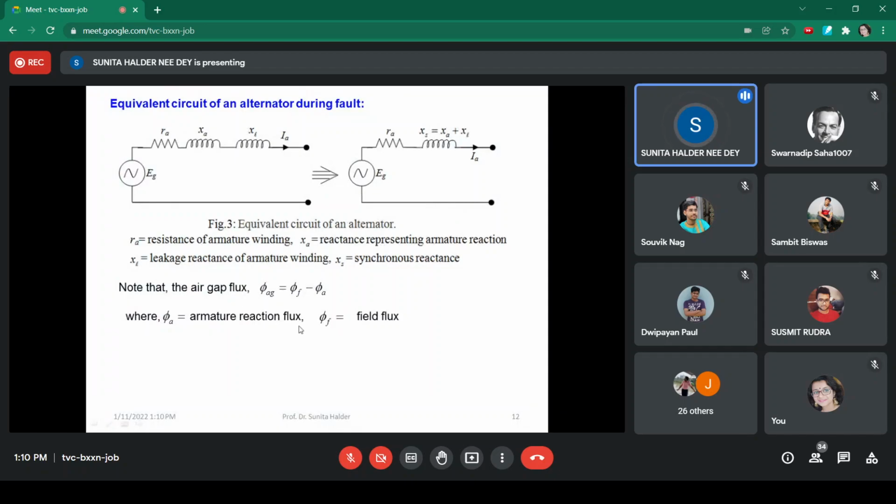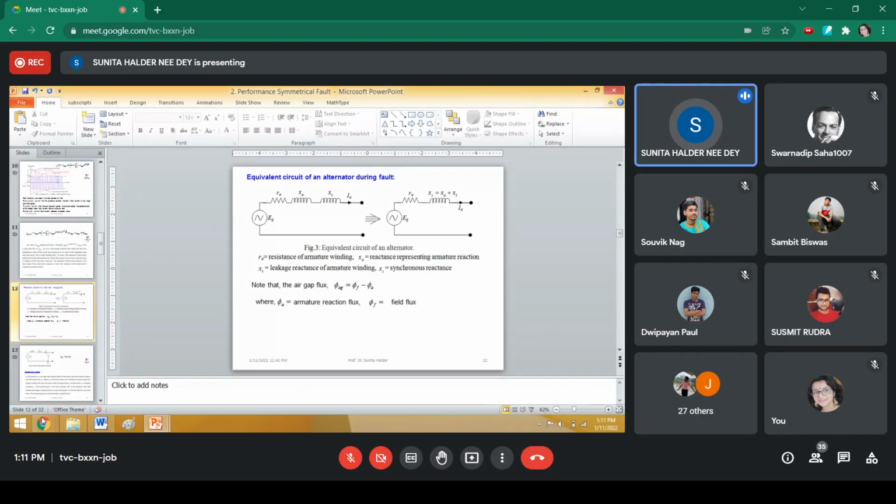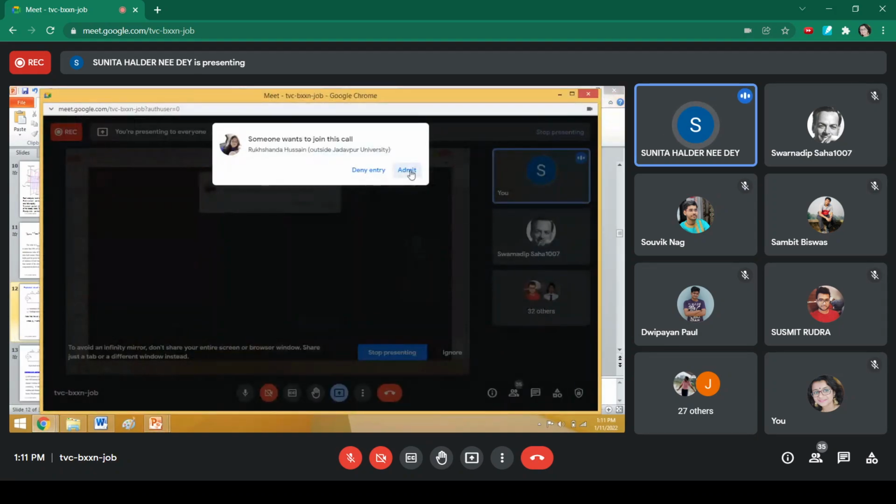Then the air gap flux, that is responsible to transfer power or generate power in the alternator, that is the air gap flux, right?